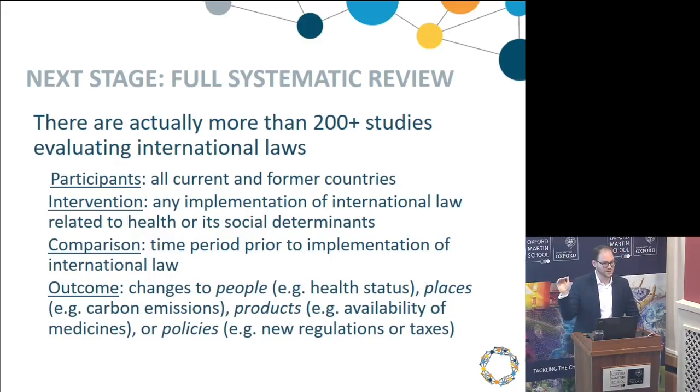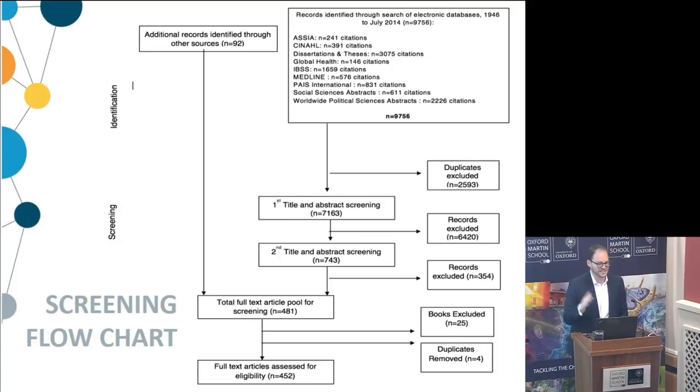So first, we're focused on looking at the impact of international law on health and its various social determinants, which, recognizing that everything influences health, we included basically everything, any sort of real outcome on people. We looked at their impact on countries and within countries, and we were looking for some kind of comparison. Sometimes the study was looking at before and after, other times they were looking at an alternative comparison group. And this is what a screening flowchart looks like when you're taking this approach.